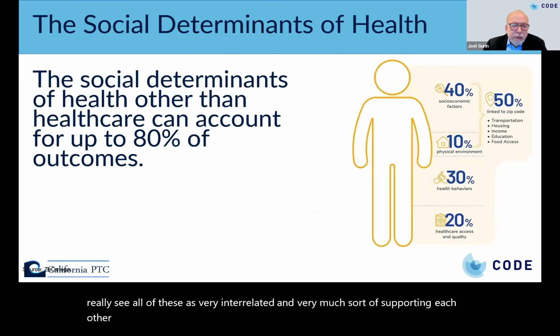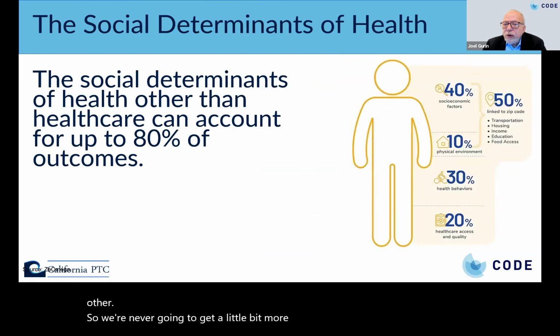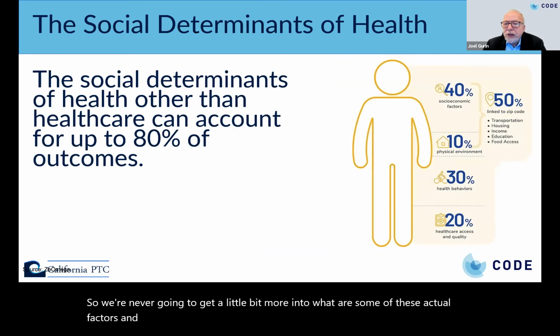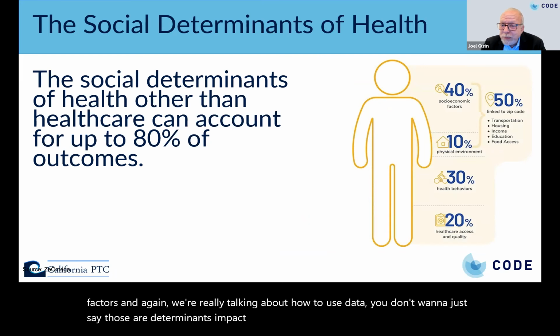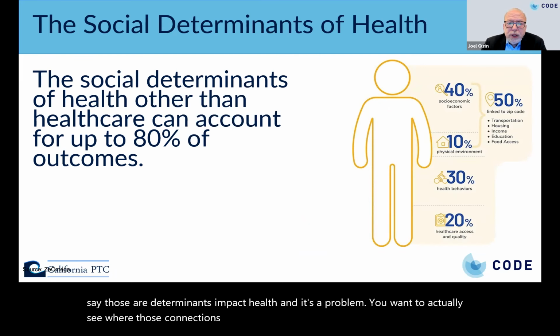So we're now going to get a little bit more into what are some of these actual factors. And again, we're really talking about how to use data. You don't want to just say, yeah, social determinants impact health and it's a problem. You want to actually see where those connections are and where an intervention will be helpful.